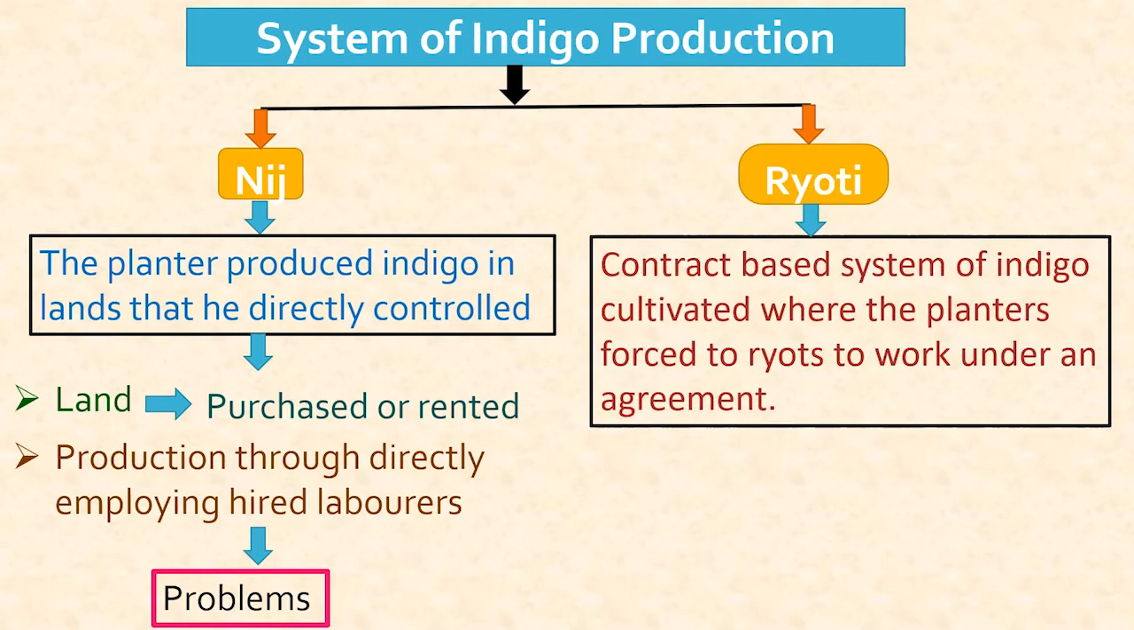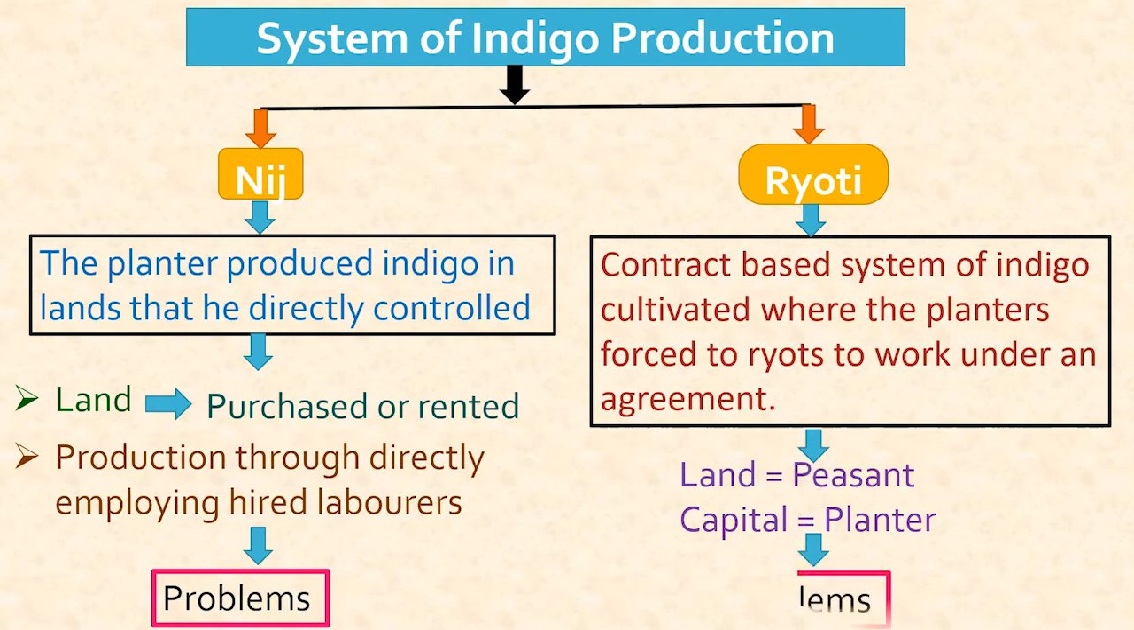Ryot cultivation basically was a contract based cultivation system wherein the peasants were forced to sign a contract. Again, there were a lot of problems in ryot cultivation also. So let us discuss step by step. Problems under nij cultivation.